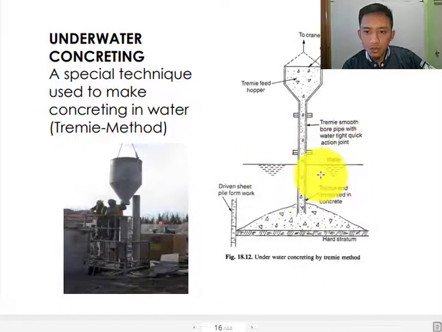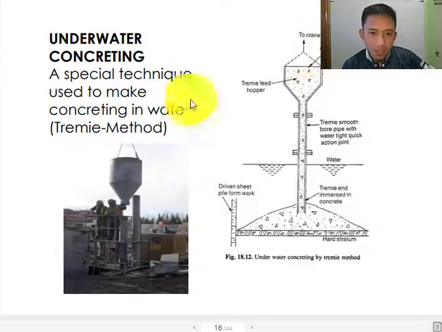And then of course, you have here the water, and you have there the pipe, a bored pipe with a watertight quick action joint. It means that it is waterproof, so that the water will not go inside of this pipe. And then we have this tremie feed hopper. This is where you will pour the concrete from the pump or skip. And then this feed hopper will be carried by the crane.